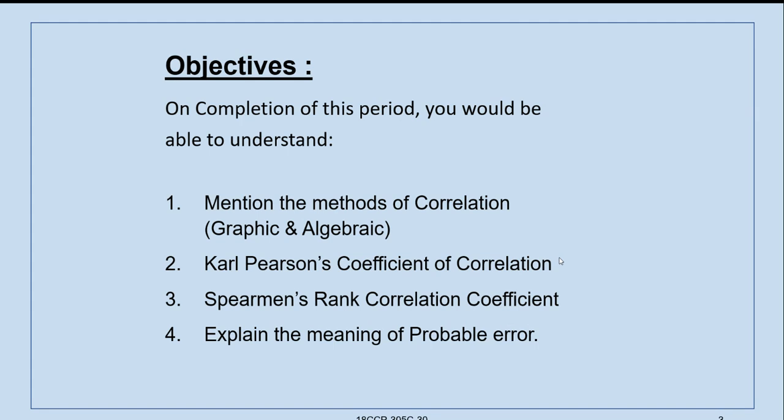After completion of this lesson, a student will be able to understand the methods of correlation, both graphic and algebraic, and Karl Pearson's coefficient of correlation, Spearman's rank correlation coefficient, and also the meaning of probable error.